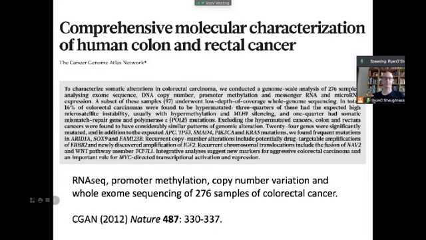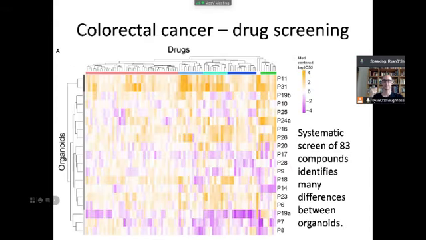these organoids. And we'll be beginning to be able to associate certain patterns of mutation, certain patterns of gene expression, certain patterns of promoter methylation, and certain patterns of copy number variation to particular sensitivity to particular drugs. And here's an example of that.